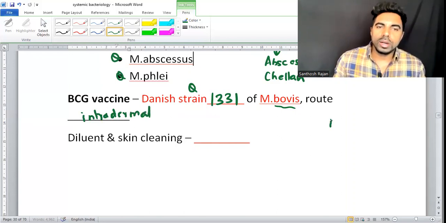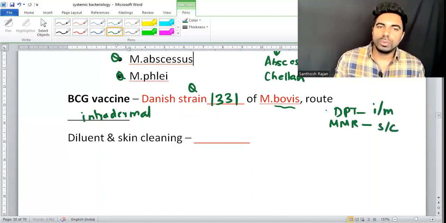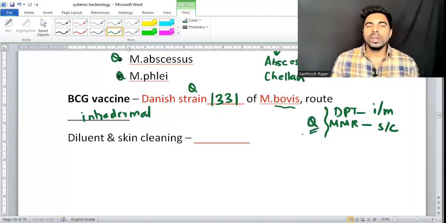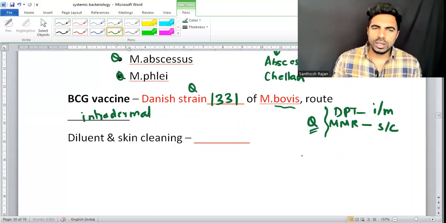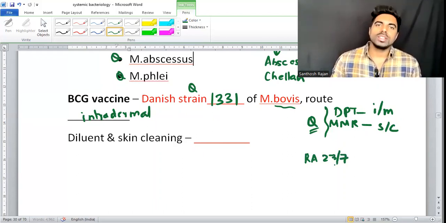एक तो आपको MMR है, and other one is your DPT. DPT तो आपको पता है, intramuscular. And MMR is usually subcutaneous. These are the important questions that can be asked. Okay, don't forget. So these are the, here is a number. ऐसे कुछ हैं, RA 27/3, where it is in your rubella. Yes, it comes in your rubella.